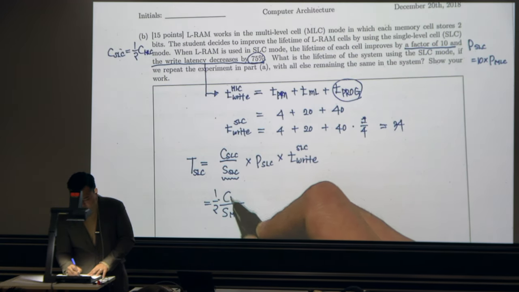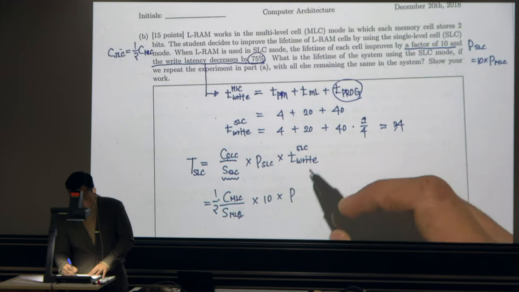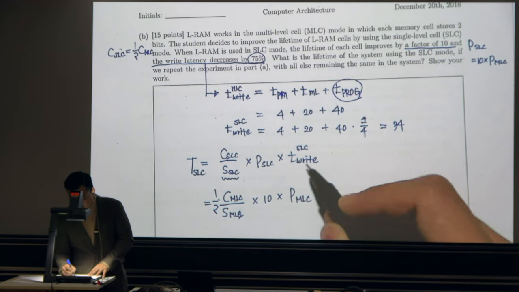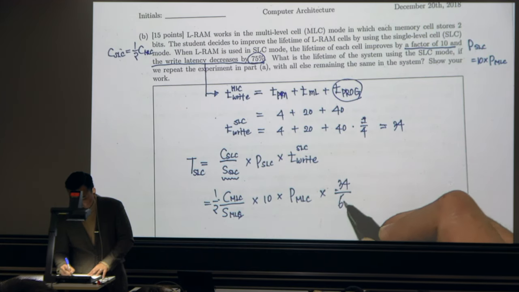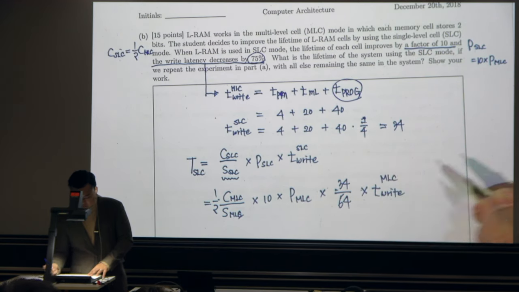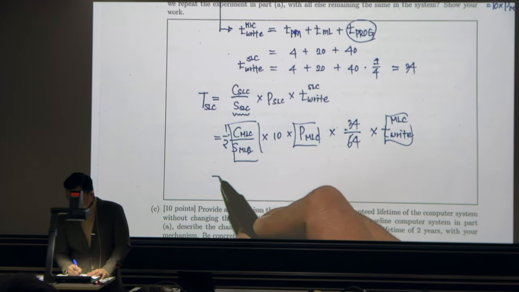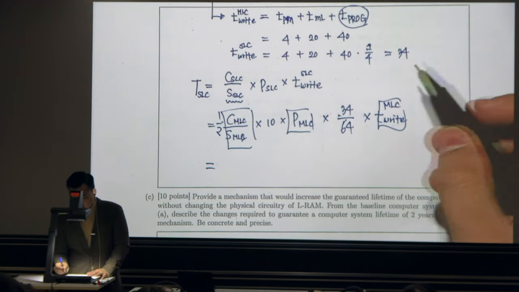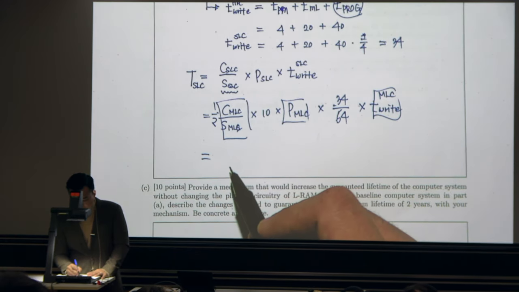the capacity is reduced by half, and the program cycle is increased 10 times, and this is quite tricky. Then you can use it like this, right? Yeah, so we know this value. The only thing left is just to simplify this final formula.